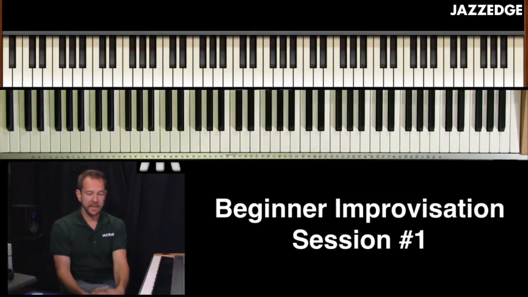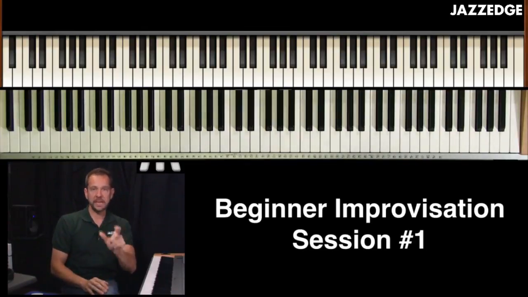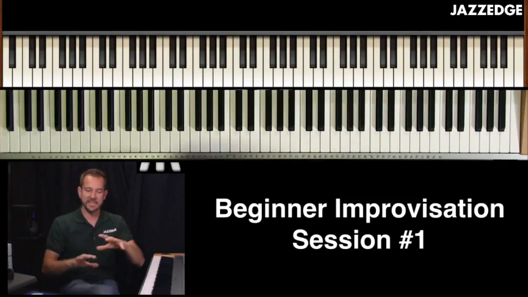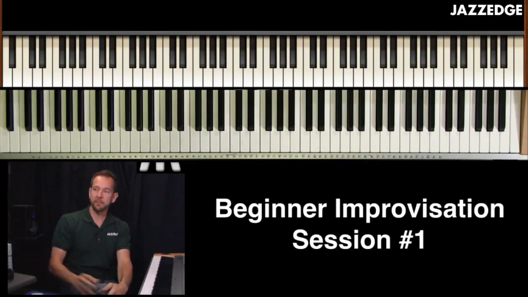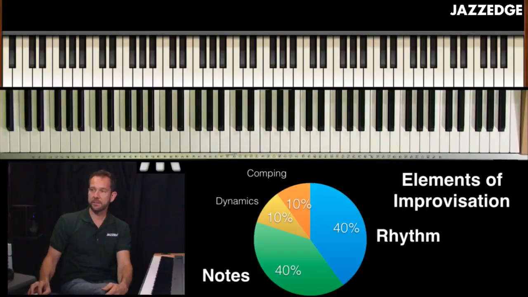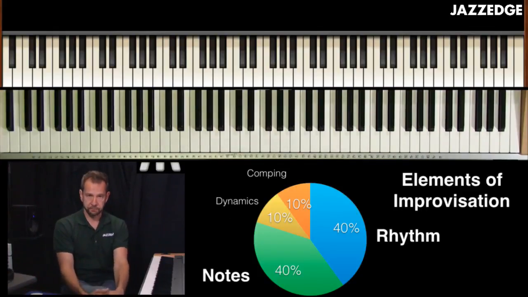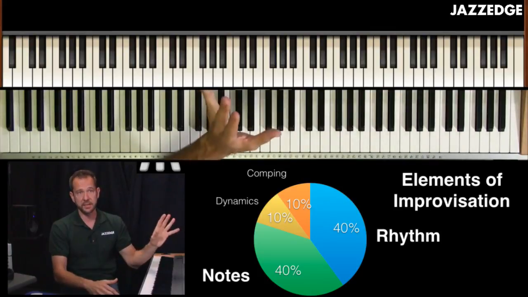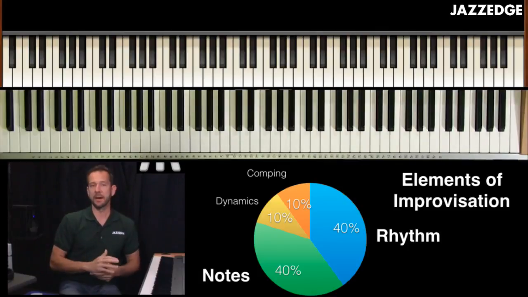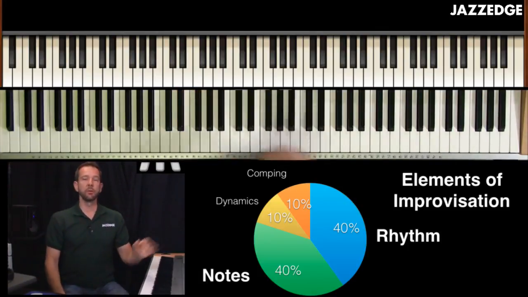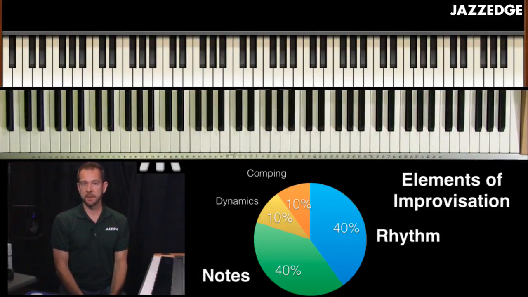Now, the problem with that approach is that it's giving you one piece of the pie, right? It's giving you one of the elements of improvisation, but it's not talking about all of the elements of improvisation, right? I like to think of improvisation as having 4 elements. So you'll notice here in this pie chart that rhythm and notes take up the biggest amount of the pie, right? But you see that notes is really only about 40% of what makes up improvisation.